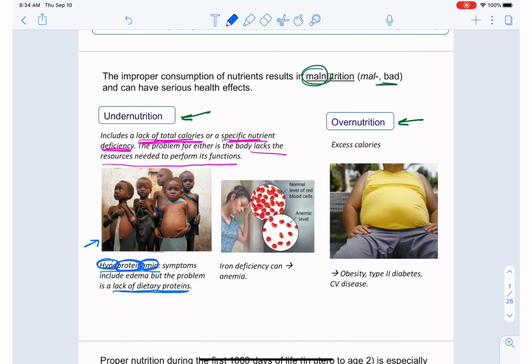And the symptoms of this include edema, swelling of the tissues, and the accumulation of fluid in the abdominal cavity. But the problem here is that the body just doesn't have the proteins it needs to do its functions. There's a lot of structures in the body made of proteins. Enzymes, antibodies, hormones, skeletal muscles are all made of proteins. And if you don't have those in the diet, then that's a problem for the functioning of the body.